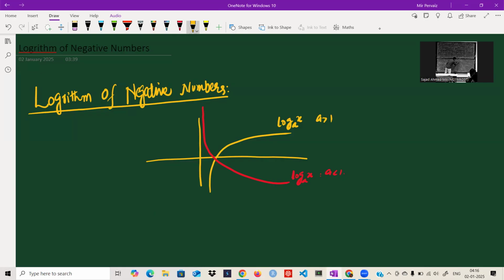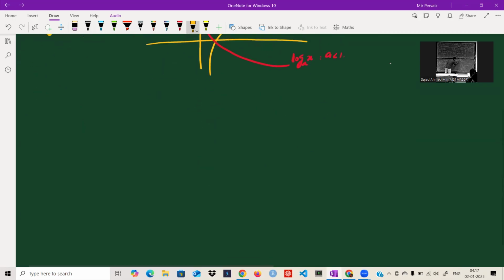But how can we find the logarithm of negative numbers? Suppose I have to find the logarithm of -2, but our function is not defined there. Can we do anything which helps us to define it?